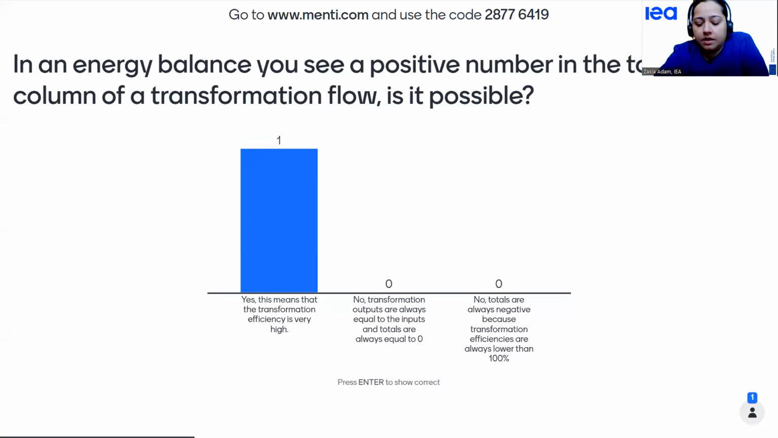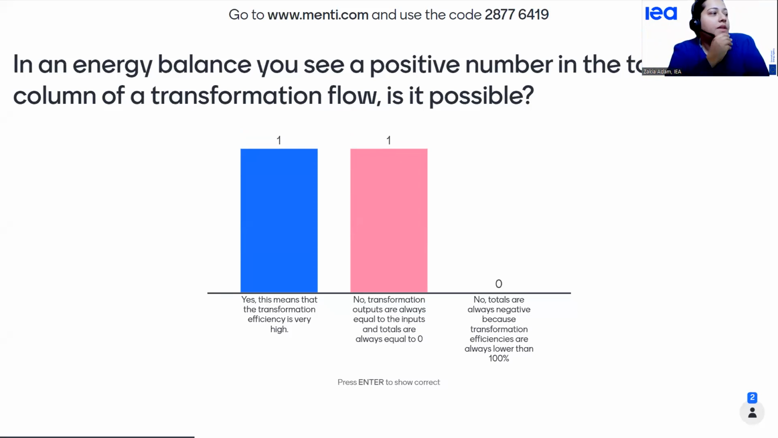So think about it. For example, you're putting 100 kTOE of crude oil in a refinery. Is it possible for you to get then 110 kTOE of oil products? And then in your total column, you will do minus 100 plus 110, and then you get a 10 in your total. So think about efficiency.